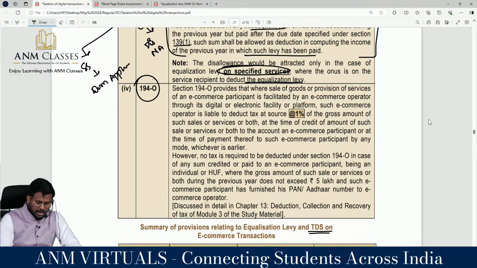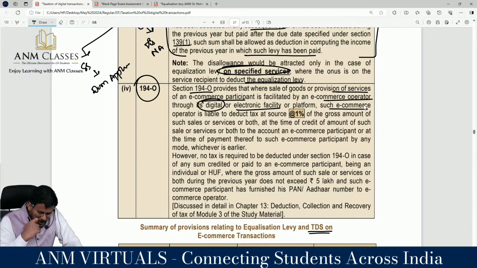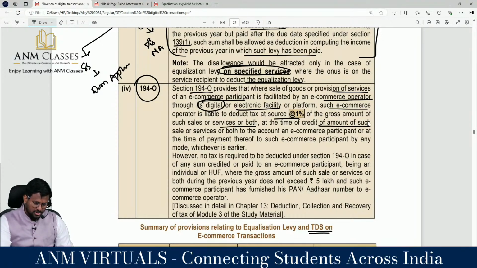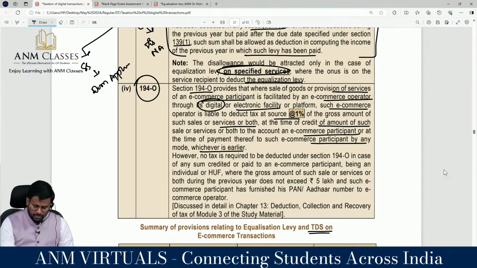Appreciate it. I am moving to 194O, the last section from the equalization levy. Section 194O provides that where the sale of goods or provision of services of an e-commerce participant is facilitated by an e-commerce operator through its digital or electronic facility, such e-commerce operator is liable to deduct tax at the rate of 1% of the gross amount of such sales or service or both at the time of credit of amount of such sale or service or both to the account of an e-commerce participant or at the time of payment thereof to such e-commerce participant by any mode, whichever is earlier.